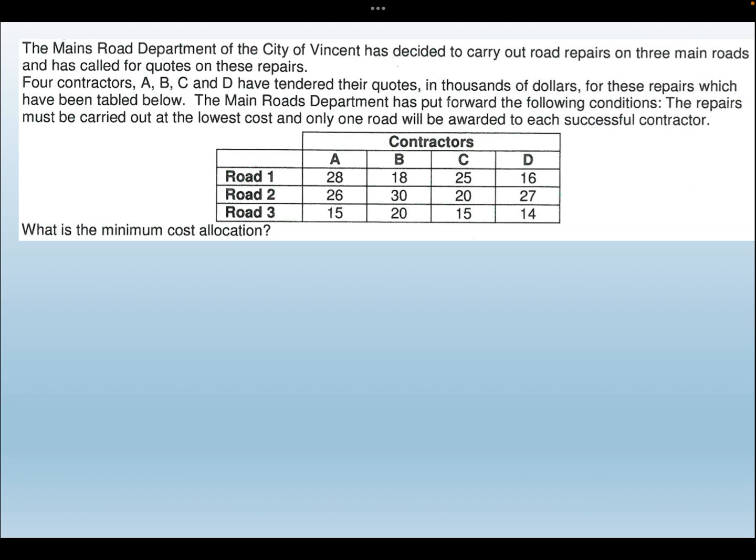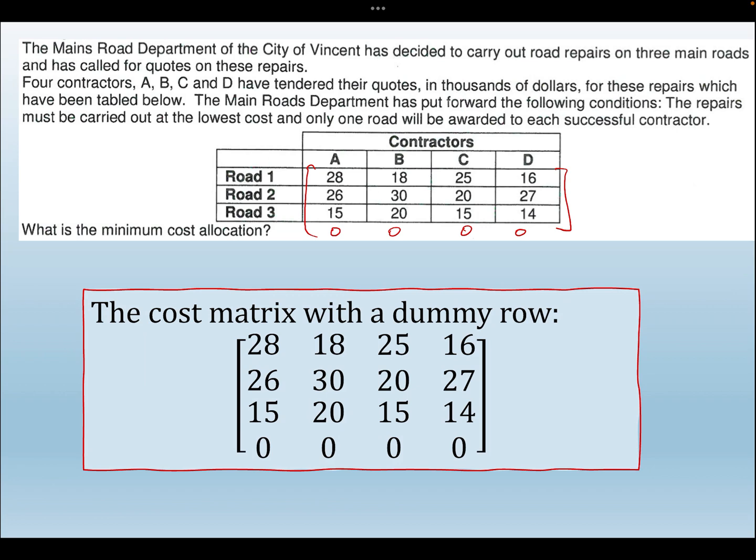Let's try this problem. We now have 4 contractors, and then you've got 3 roads. So you need to do some road repairs. You need to think about minimum cost. So in this case, what I would do is add in a dummy road 4. So we have the cost matrix, and this would be the dummy row.